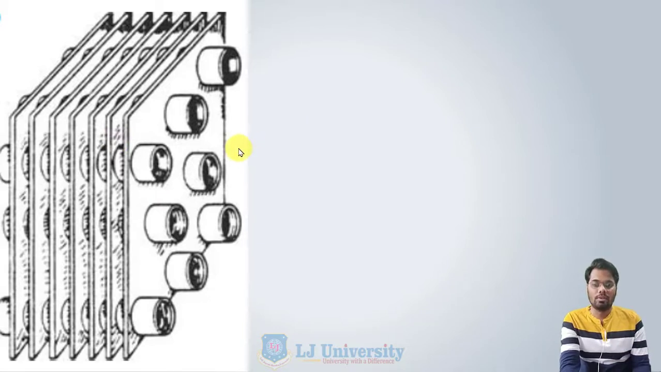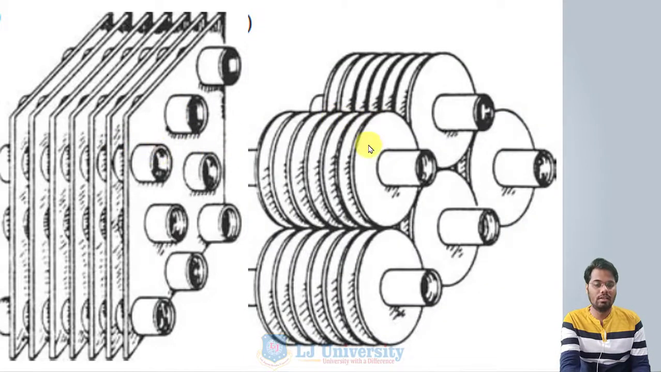higher convective heat transfer. This one is the tube type compact heat exchanger, in which this is the tube through which hot fluid or cold fluid is flowing, surrounded by a circular fin, which increases the surface area and indirectly increases the convective heat transfer rate. So these are examples of compact heat exchangers where surface area is higher per unit volume.